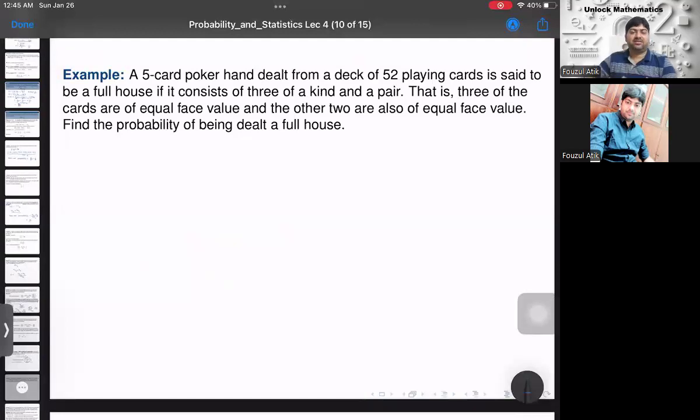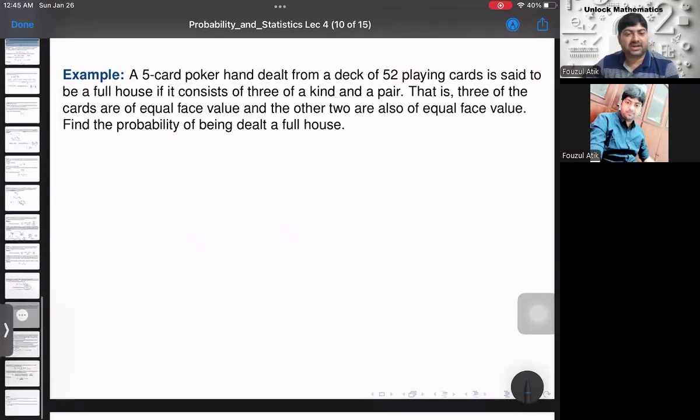Now, this is a very, very interesting problem. You have to think a little bit to solve this problem. So first you try to understand what the question is. A 5-card poker hand dealt from a deck of 52 playing cards is said to be a full house if it consists of 3 of a kind and a pair. That is, three of the cards are of equal face value and the other two are also of equal face value.